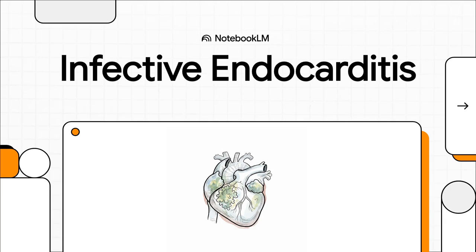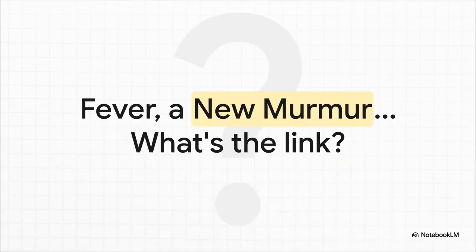Welcome to the Explainer. Today, we're diving into a really challenging diagnosis, infective endocarditis. It's this incredibly serious infection that can literally hide deep inside the heart. And understanding it, well, it's absolutely critical because getting the diagnosis right and getting it early can mean the difference between life and death.